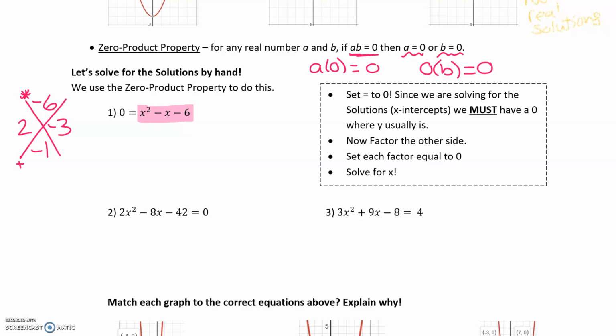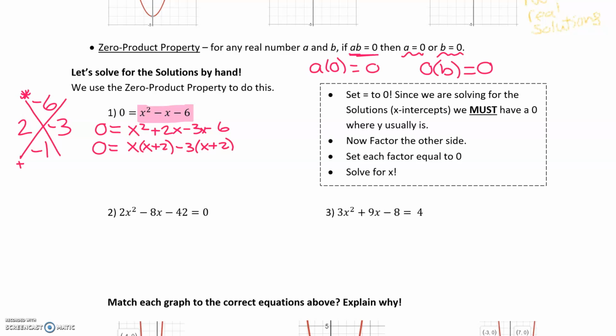Okay, so what we have done is we've got 0 equals, and we're going to rewrite the right-hand side. So x squared plus 2x minus 3x minus 6. And now we're going to do our grouping. So I'm still going to leave this equal to 0. The GCF of the first group is x, leaving me x plus 2. The GCF of the second group is negative 3, leaving me x plus 2.